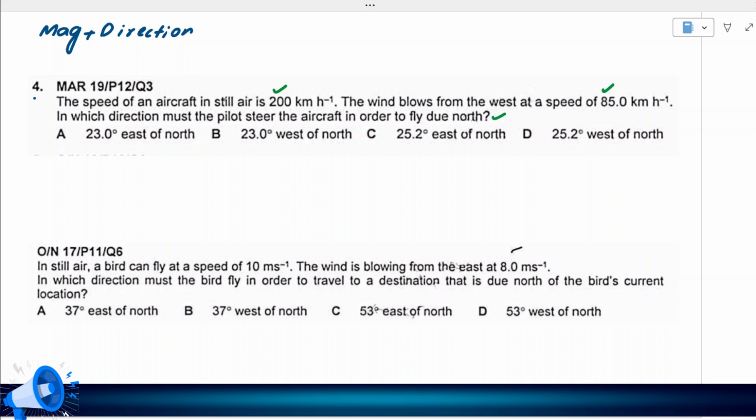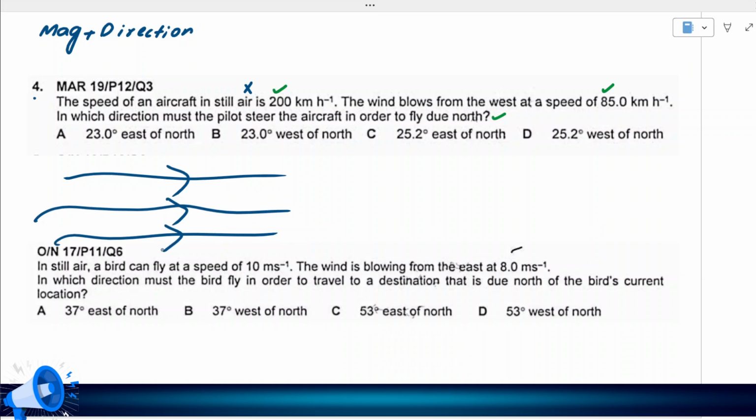For example, the speed of the aircraft in still air is 200 km per hour. In what direction? We don't know. The wind blows from west means it blows towards east. So the direction of the wind would be towards the east. So for the second vector, which is the speed of the wind, you're provided with the direction and the magnitude.